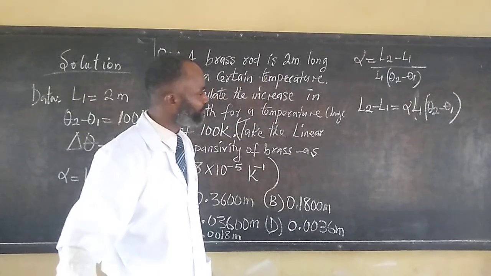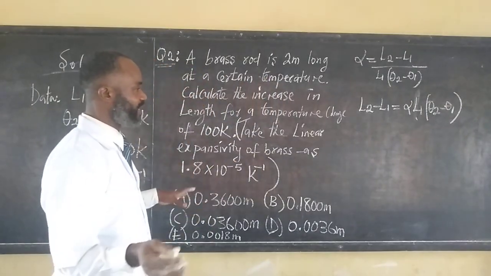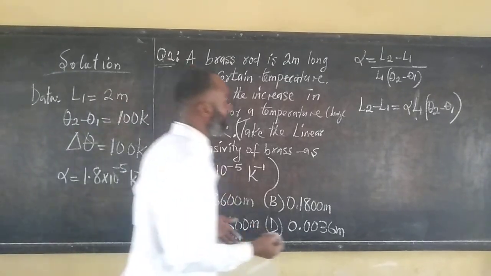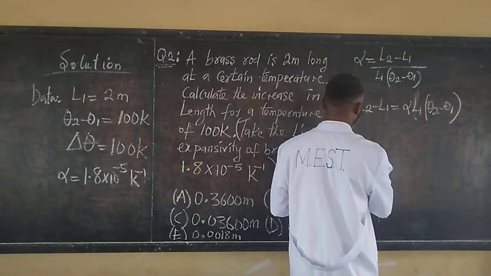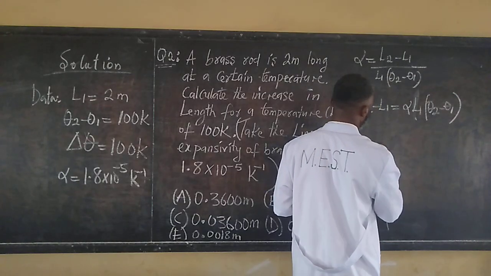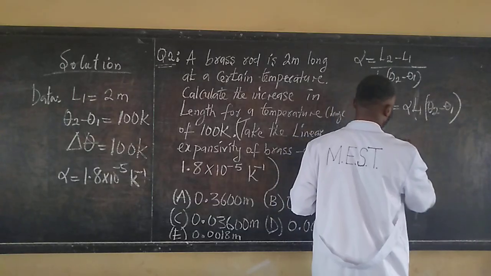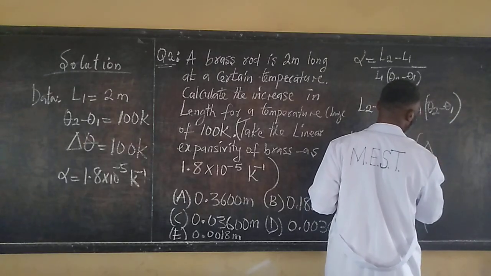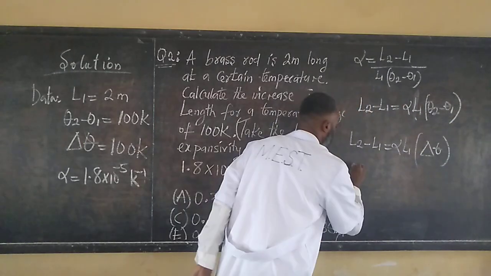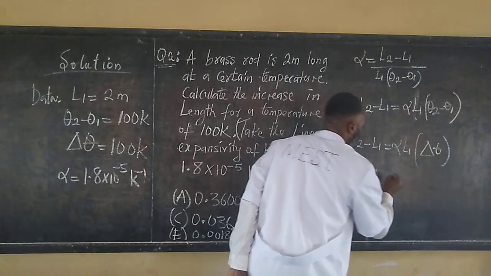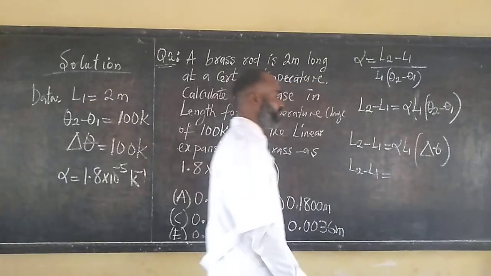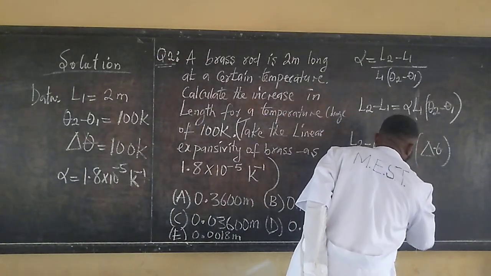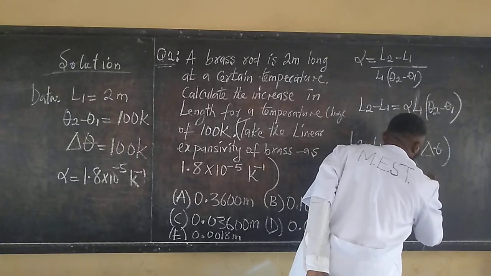Increase in length should be, by the time we finish finding all these things, we now do simple subtraction to know what remains. So what has caused the increase in length? Under normal circumstances, we are looking for L2 minus L1, equal to alpha L1 times change in temperature, we can use delta theta at this point. So L2 minus L1 is equal to, watch out, linear expansivity, 1.8 times 10 raised to the power minus 5.